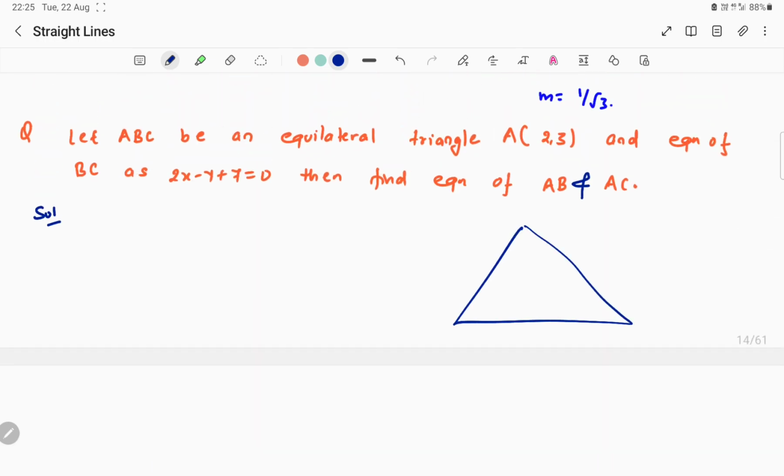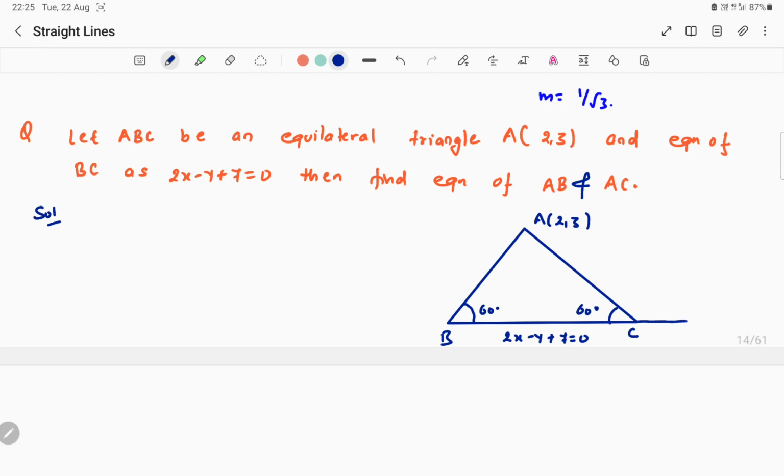See, there is an equilateral triangle and let's say this is B and this is C and this is A. A is given as (2, 3) and this is, let's say, 2x minus y plus 7 equal to 0. So you know what the angle is, isn't it? This angle is going to be 60 degrees and this angle is again going to be 60 degrees. So you think like this, if I extend here, and if I shift this line here, can you see there are two lines which are making 60 degrees with the baseline? Means this line is also making 60 degrees.